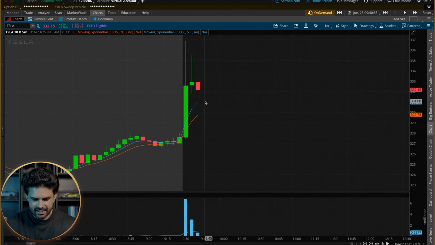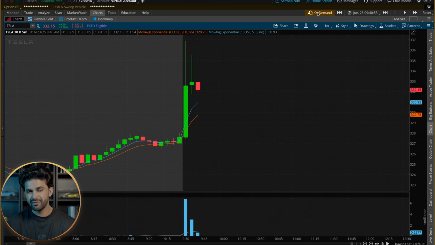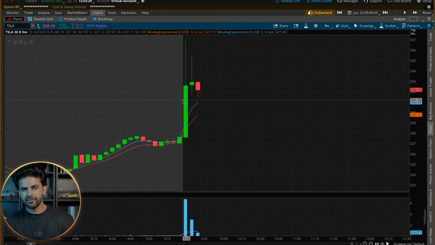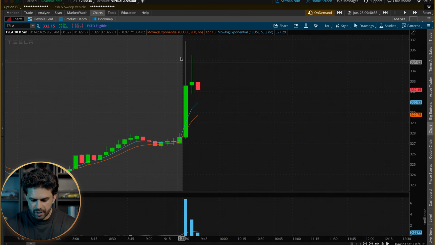So this is a Tesla chart, all right, 5 minutes Tesla chart from a couple of days ago. And you guys can see this is on demand. So if you're not familiar with what on demand is, this allows you to go back in time and pretty much replay a certain day in the market. Now this is only available on Schwab or Thinkorswim, but I'm pretty sure TradingView has it as well. The only difference between TradingView and Thinkorswim is here you can actually place a trade. All right, so let's break this down.